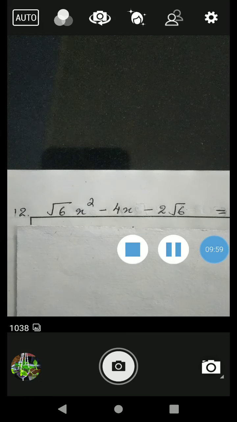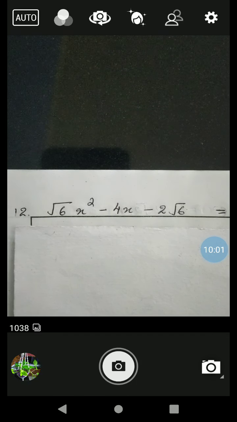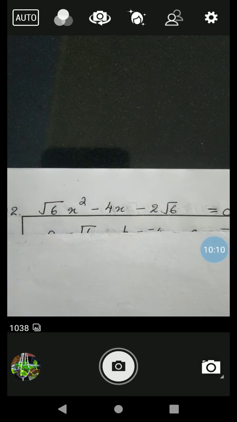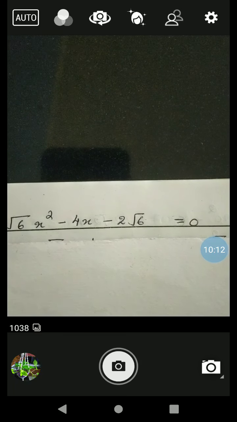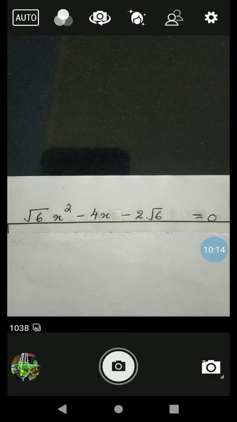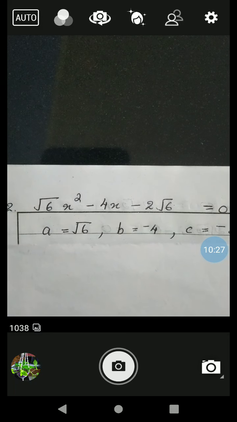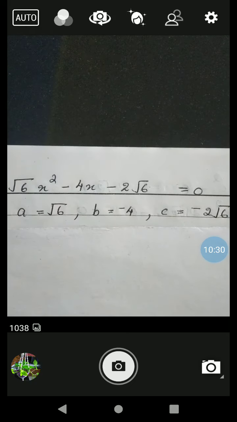Next one, question number 12. The question is root 6 x square minus 4x minus 2 root 6 equal to 0. The question itself is in the standard form of the quadratic equation, that is ax square plus bx plus c equal to 0. So you can write what is a, b and c.